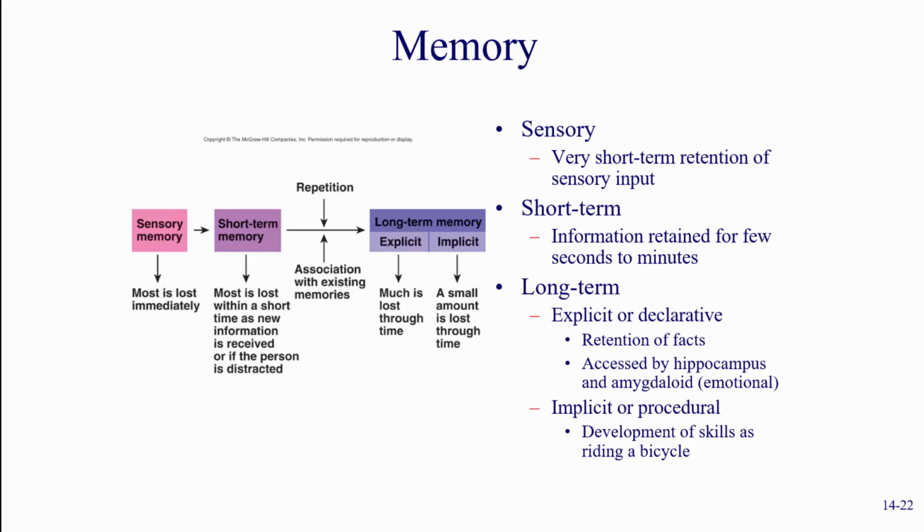Okay, I want to go back over these one more time here. Sensory memory, most is lost immediately. That's why if you're trying to learn something, the first time you hear it or see it, you're going to forget most of it. You've heard the term "in one ear and out the other." That's pretty much sensory memory. Most is lost immediately. Short-term memory, most is lost within a short time as new information is received or if the person is distracted. So that's short-term memory.